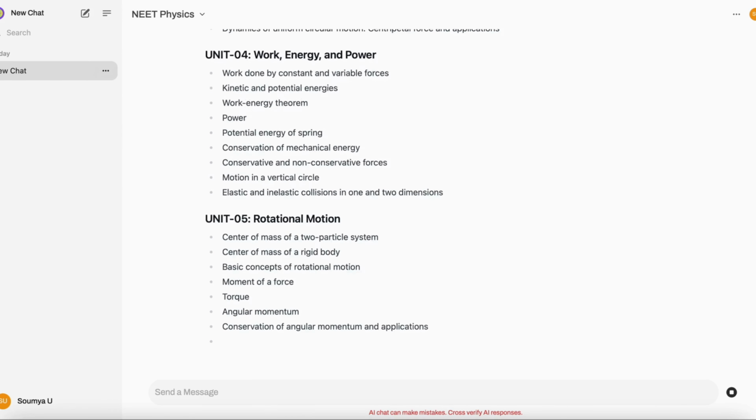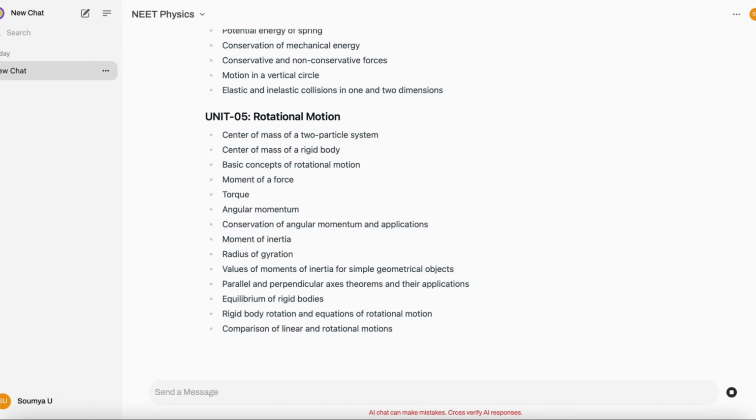Unit 05, Rotational Motion: Center of Mass of a two-particle system, Center of Mass of a rigid body, Basic Concepts of Rotational Motion, Moment of a Force, Torque, Angular Momentum, Conservation of Angular Momentum and Applications, Moment of Inertia, Radius of Gyration, Values of Moments of Inertia for Simple Geometrical Objects, Parallel and Perpendicular Axis Theorems and their Applications, Equilibrium of Rigid Bodies, Rigid Body Rotation and Equations of Rotational Motion, Comparison of Linear and Rotational Motions.